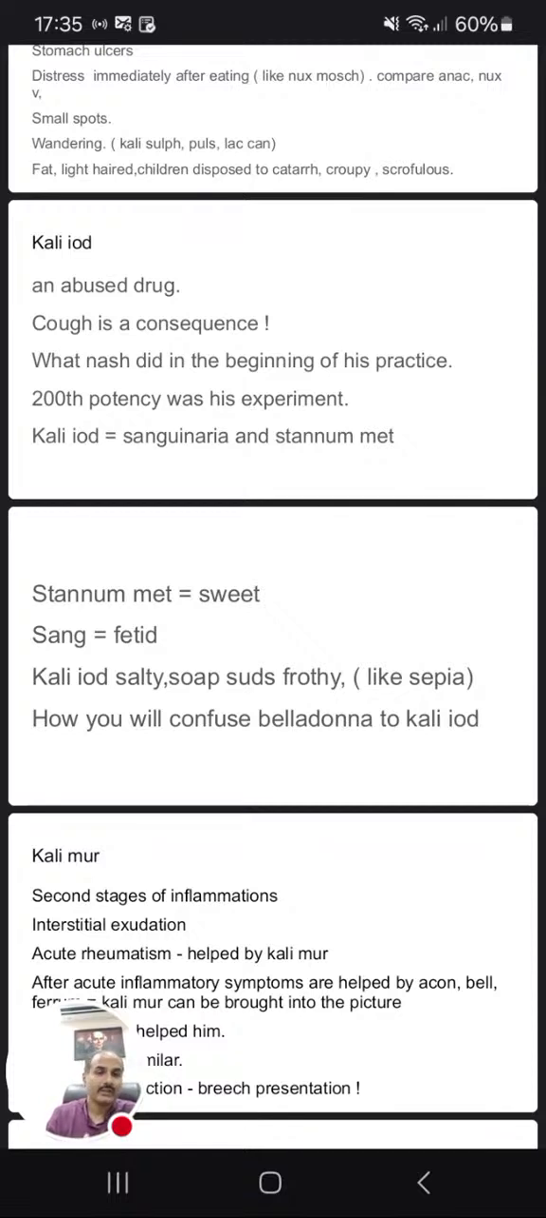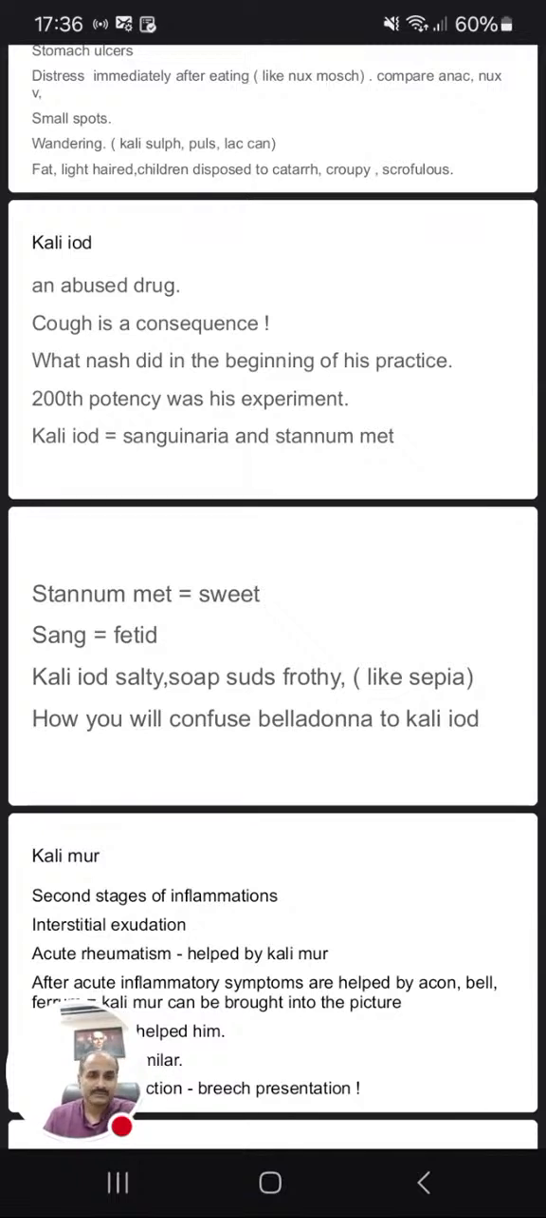He not only gives the materia medica of a remedy, he gives different ideas of what to do when a remedy has failed, what to do when a potency has failed, and how you can get inspiration from the different cases that he gives. In Kali iode, he gives two very beautiful cases, and also how he experimented at the beginning of his practice with different potencies, and how many times he repeated, how he repeated. That's what he has shared.